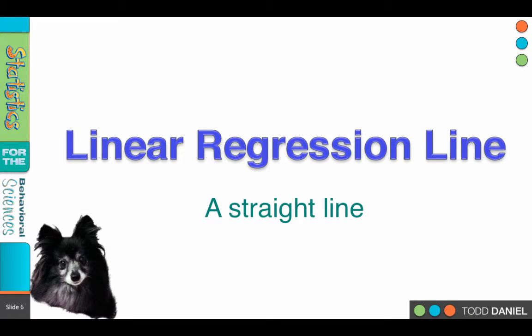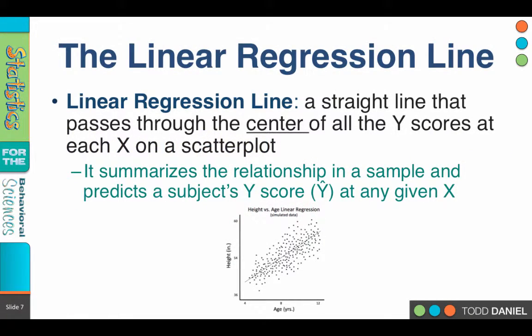We are now ready to learn about the regression line. A linear regression line is a straight line, and it passes through the center of all of the y-scores at each x on the scatter plot. So here's how this works.